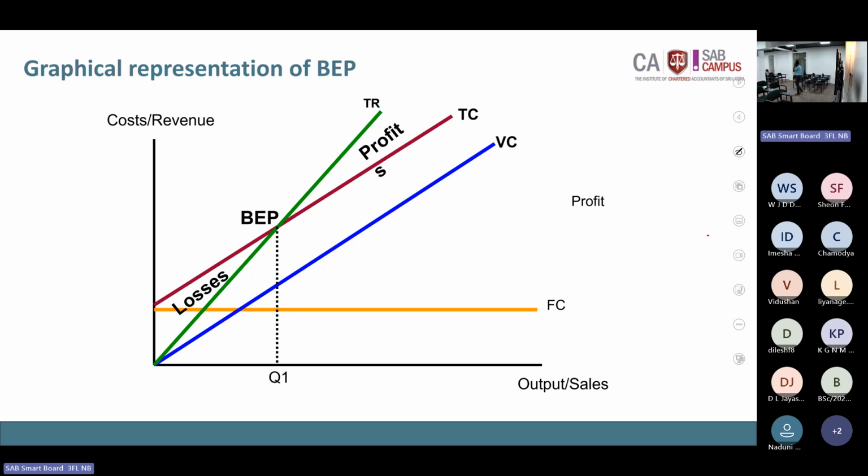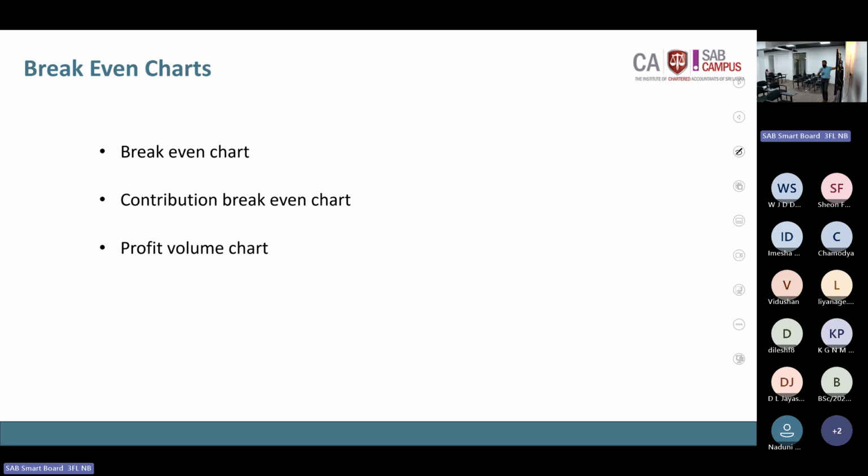Right, okay. So, this is the graphical representation of the break-even point. There are different ways that we can draw break-even charts. Here it's included all the things. But there are three main different ways of drawing the break-even charts. That is break-even chart, contribution break-even charts, and profit volume chart.